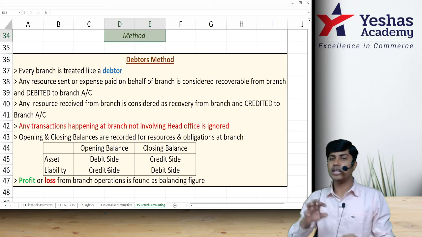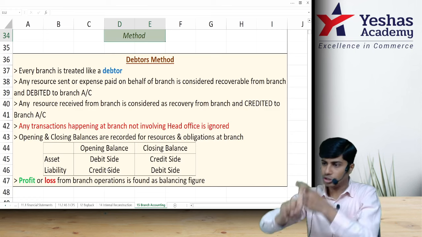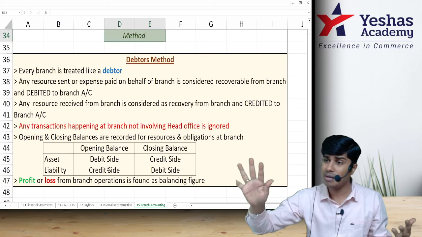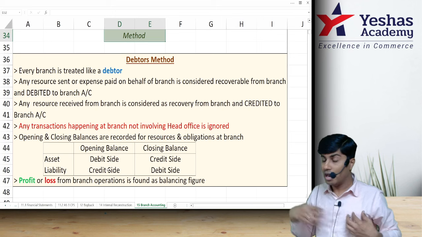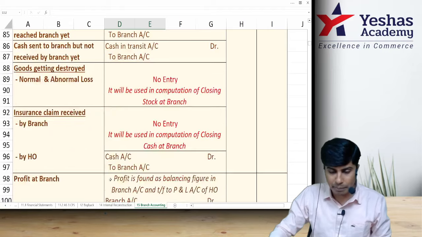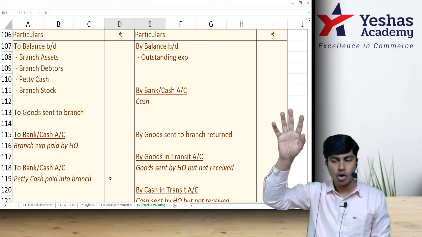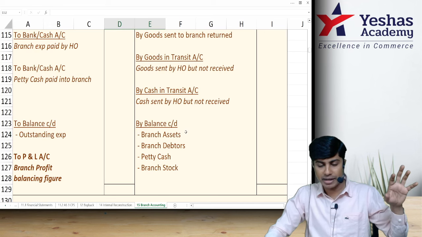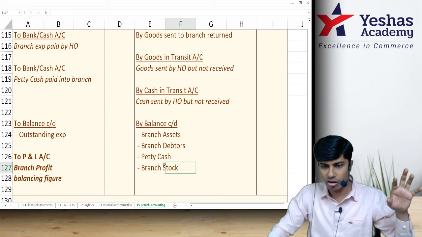In each branch account, on the debit side I'll write the opening balance of assets in the branch. It can be stock, furniture, any other asset, cash balance, bank balance, debtors, everything that's there at the branch as an asset is mine, and I'm supposed to receive it from the branch. So in my branch account, I would write all the opening balances of assets on the debit side. All the closing balances of the same assets will be written on the credit side. See, branch asset, branch debtor, branch cash, branch petty cash, branch stock, all of them.